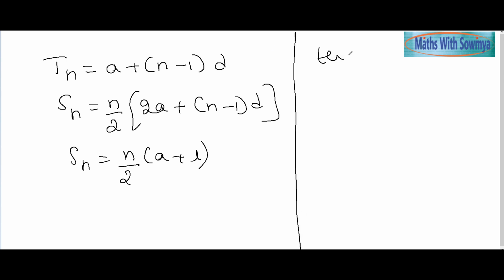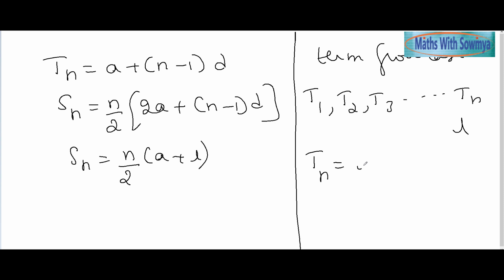Sometimes I have to find the term from the last. Then what happens? Suppose this is T1, T2, T3, etc. Suppose the Tn term you are having, it could be anything, the last term. Then you can say here the last term will be your first term, and n minus 1 times the difference will be negative. Then we will reach the answer.